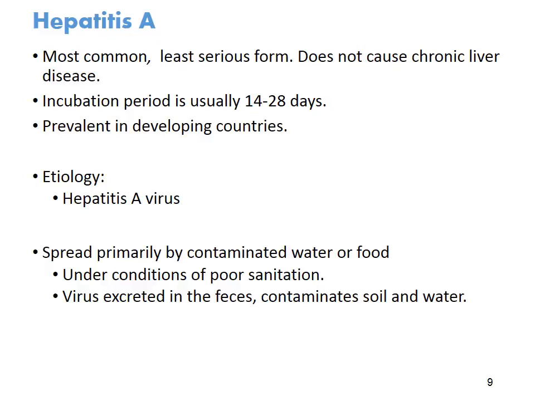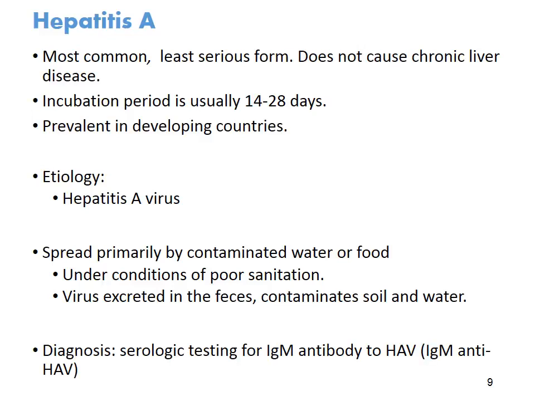Hepatitis A is most commonly spread through consumption of contaminated water or food, so it is more prevalent in areas of the world with poor sanitation. A person who is infected with hepatitis A will excrete the virus in their feces, which may then contaminate the soil and water, leading to the spread of the disease.